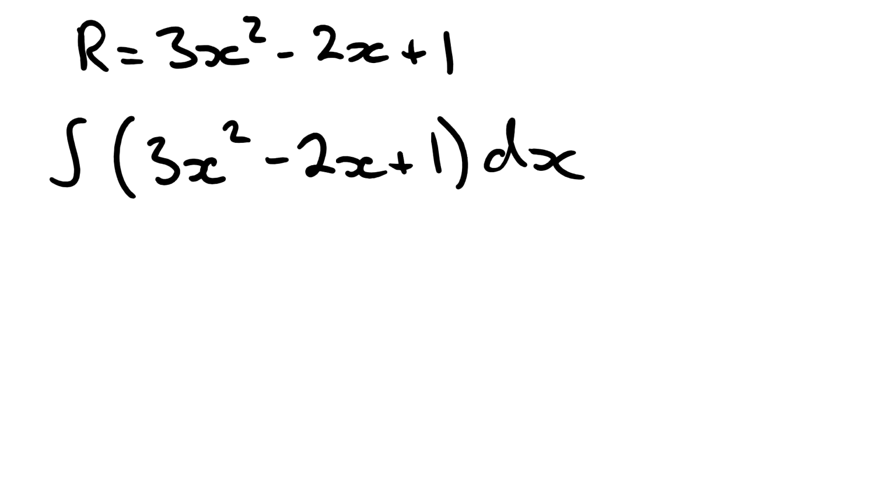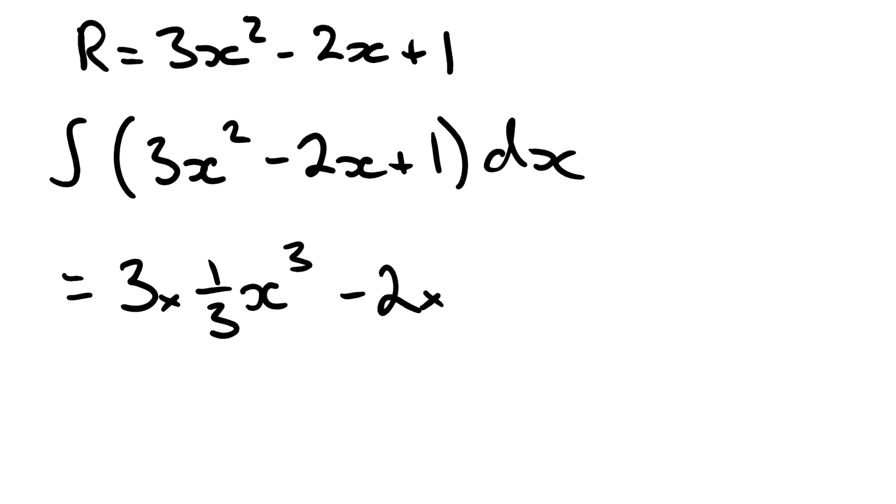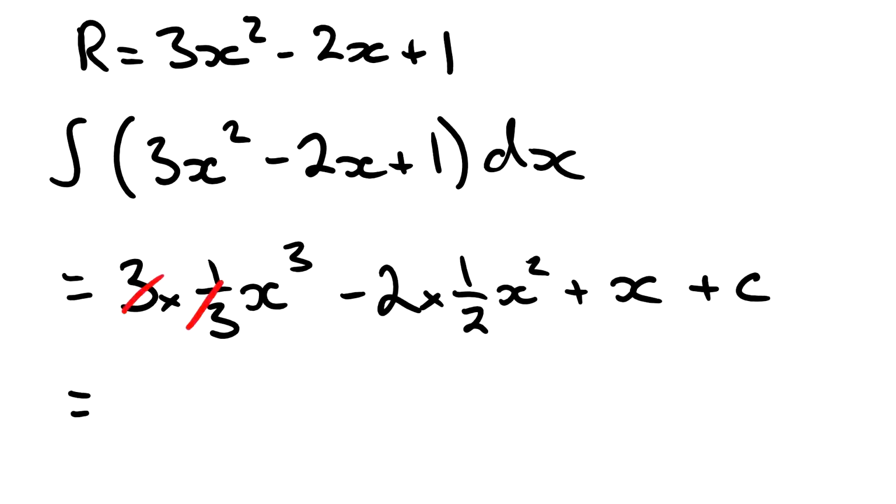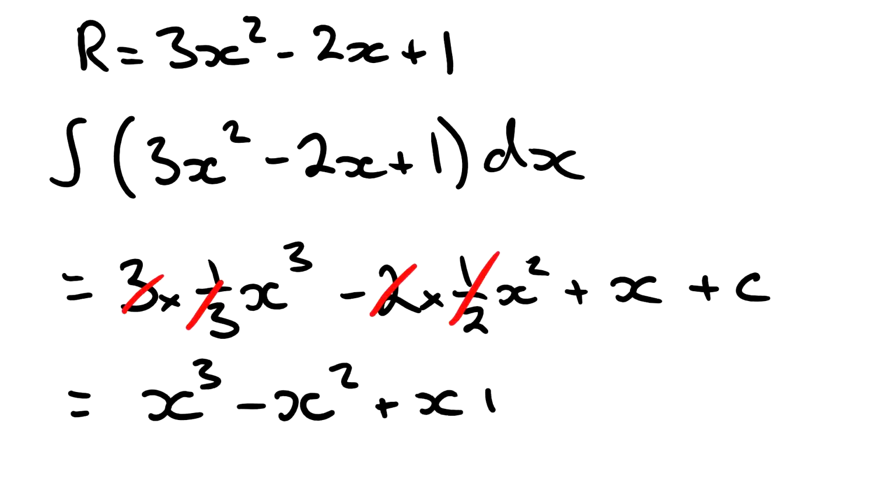And to do that, we find the antiderivative. So that 3 will keep out the front. My x to the power of 2 becomes x to the power of 3. So we get 1 over 3 here. The 2 remains out the front. We get our x becomes x squared. So we go 1 over 2 x squared. This becomes an x, and then we write plus c at the end. All right, so let's simplify that down. This cancels that out. 2 times 1 over 2 cancels that out. So we're left with x to the power of 3 minus x squared plus x plus c.